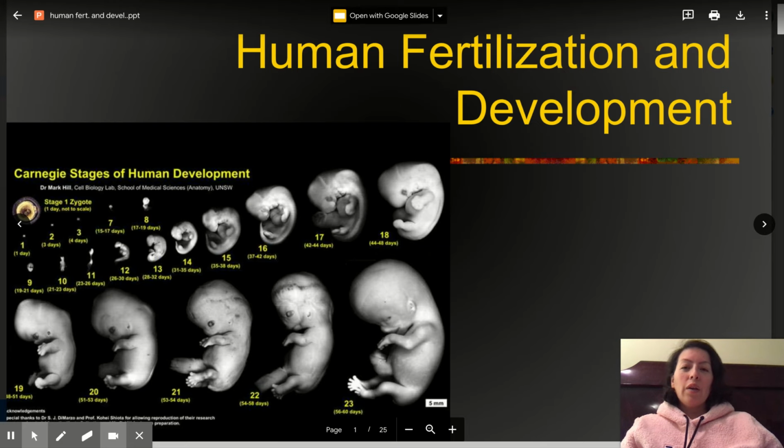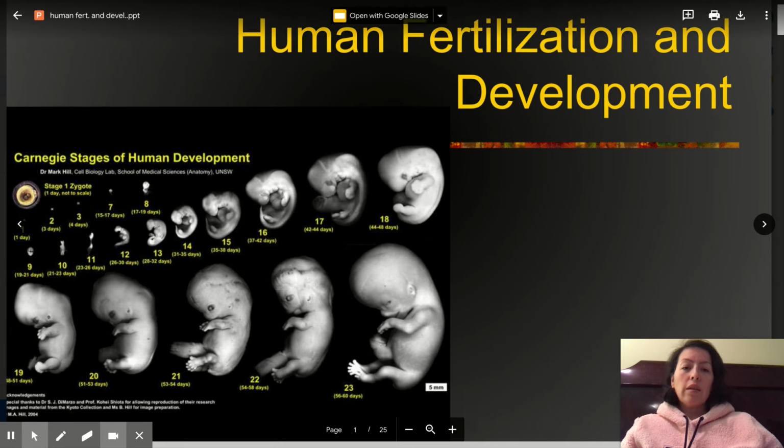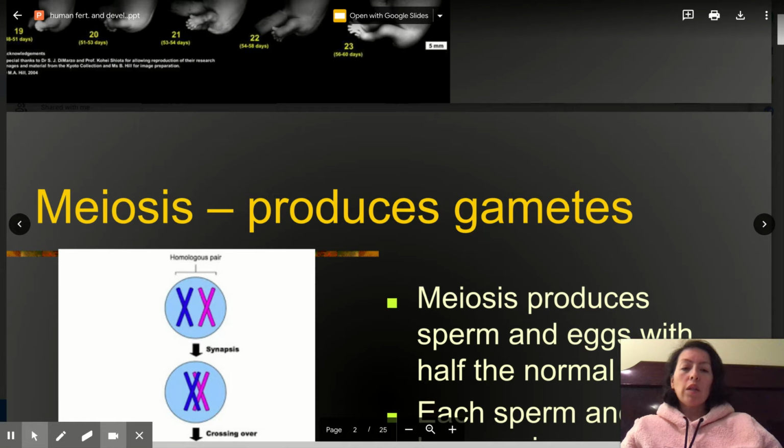I want to go over this human fertilization and development PowerPoint with you now that we discuss the male and female reproductive system. We talked about the menstrual cycle, and we talked about meiosis, the making of sperm and egg. So we're on to the next step now. And I'm actually going to just go back to meiosis just to review quickly.